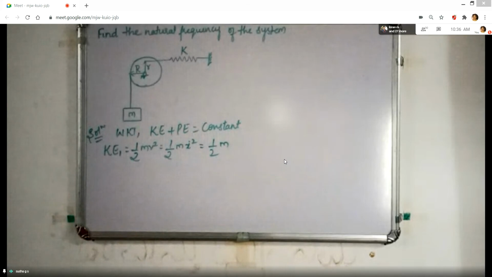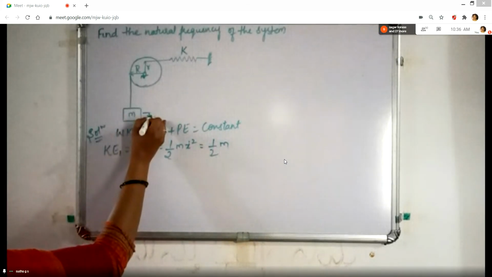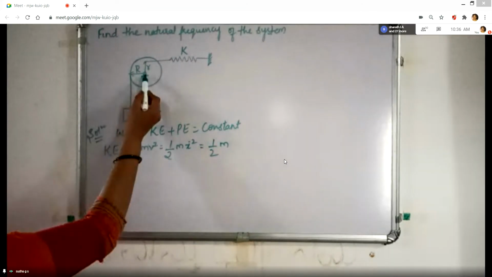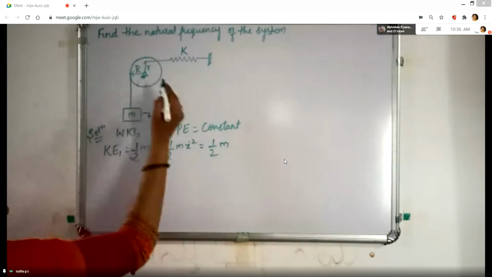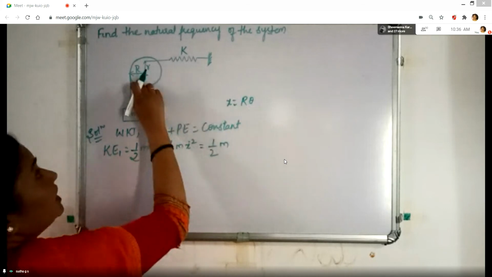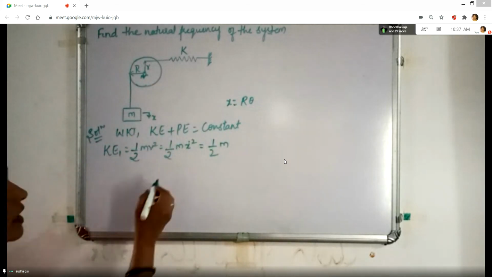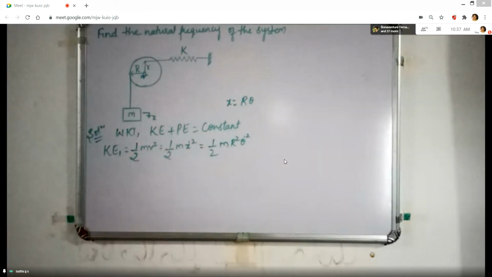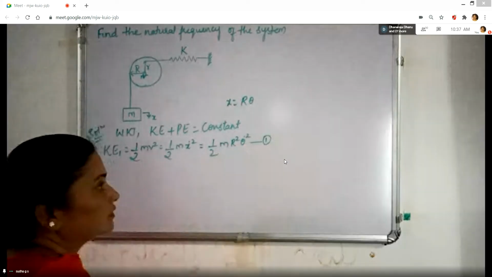Why? When the mass is displaced by a distance x, then the angular displacement of the pulley is, what is the radius of the pulley? It is R. So x equals R theta. See here, R is the radius of the pulley. Therefore, x dot square is R square theta dot square. Call this equation 1, as in your previous problem.